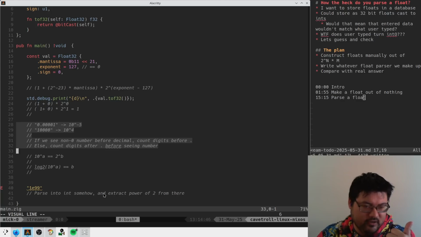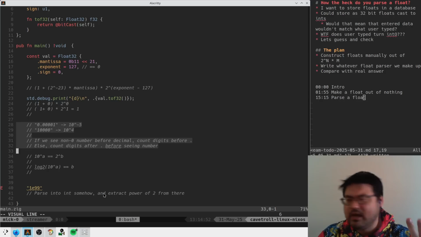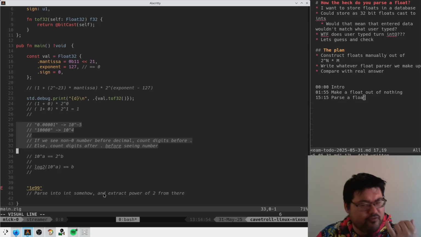Figure out the power of 10. Convert that into a power of 2. Put that into the exponent. And then figure out the mantissa that makes it work. I think that makes sense.